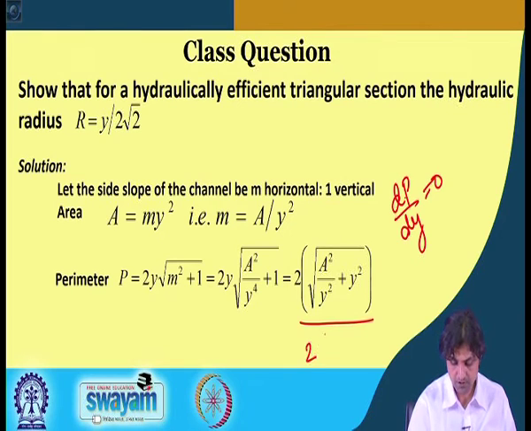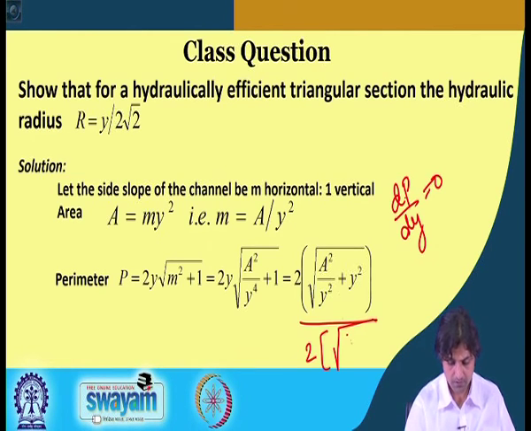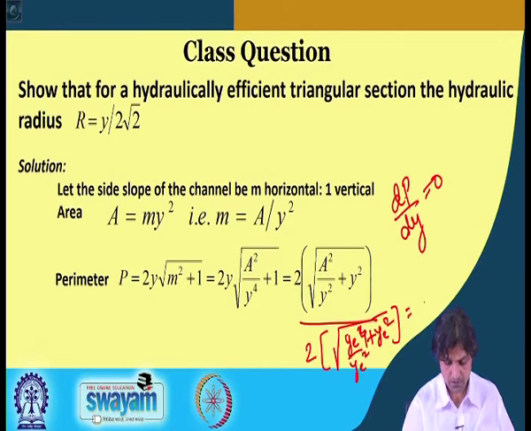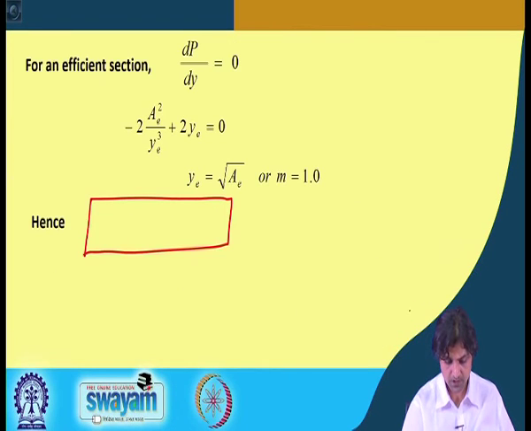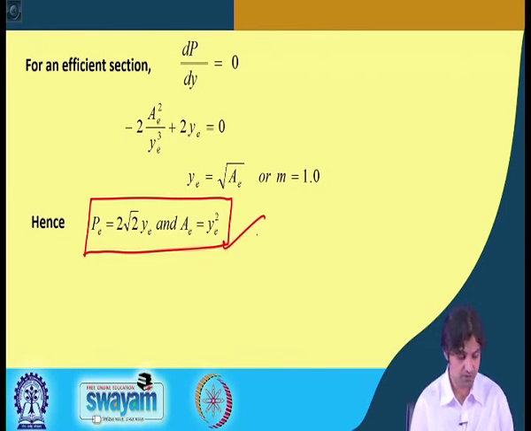So, what we got was A is y square. So, y square divided by y square plus y to the power 4, and this will give us 2 under root 2 y, and A is y square. This is what we got.